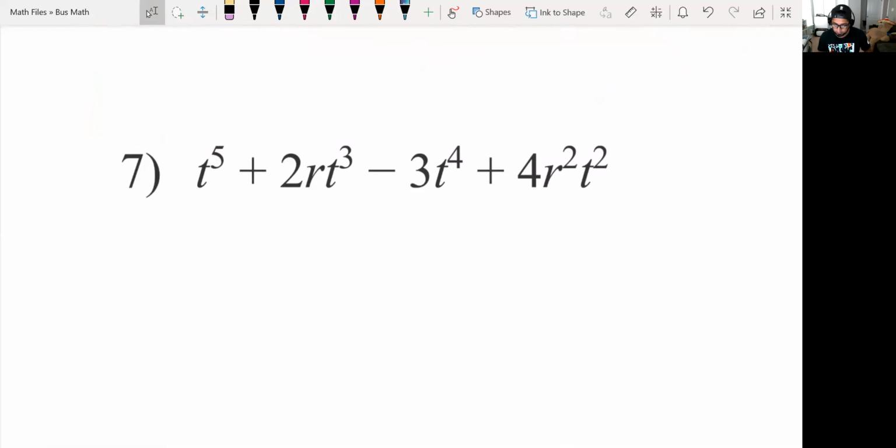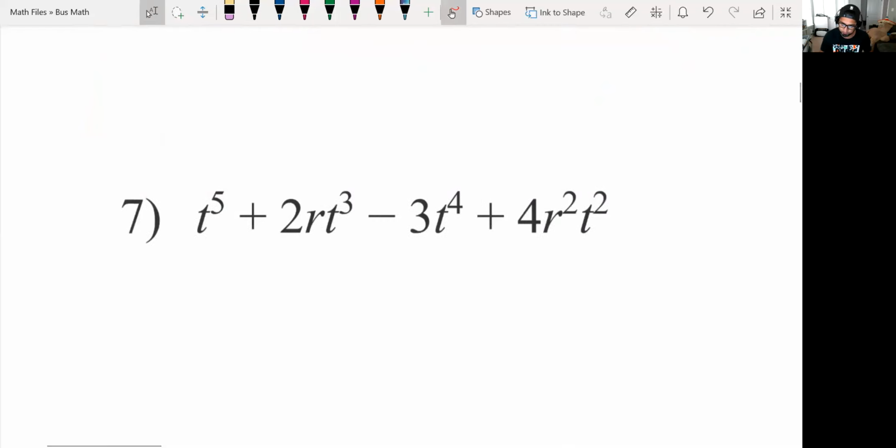All right, let's do it again. I'll put a number in front. So we have, again, always look at the numbers. You have t to the fifth. If no number is shown, it's always understood to be a 1. So we look at the numbers, 1, 2, 3, 4. No common factors between 1, 2, 3, 4. We cannot factor anything out, which means we move on to the variables.